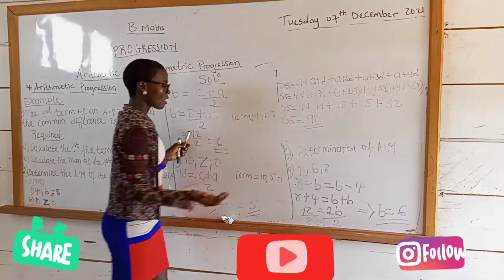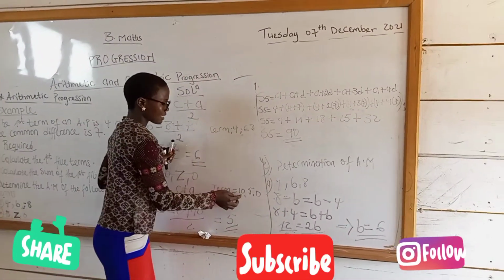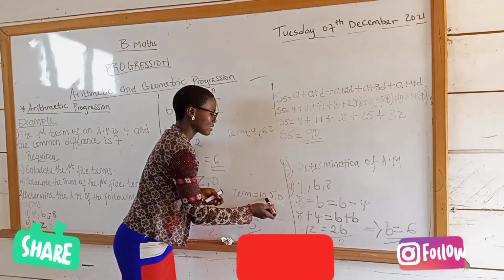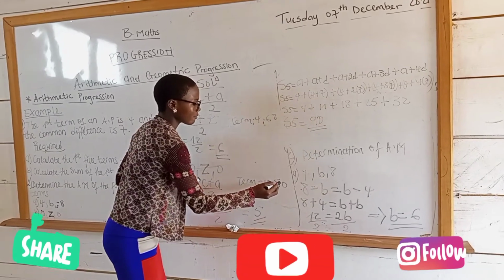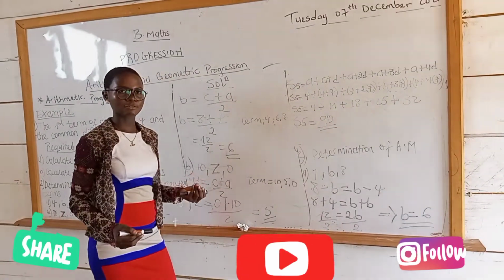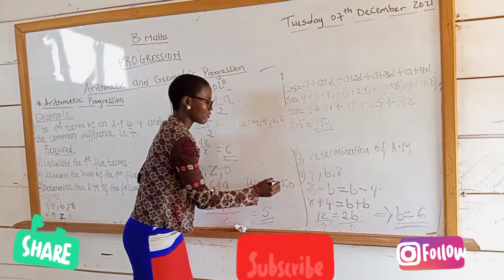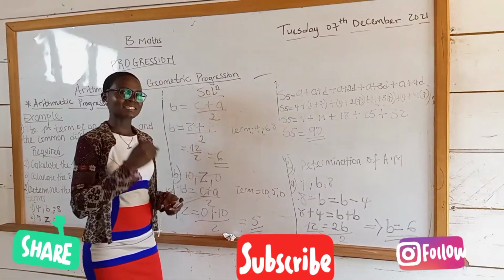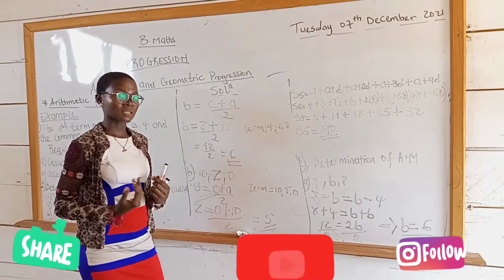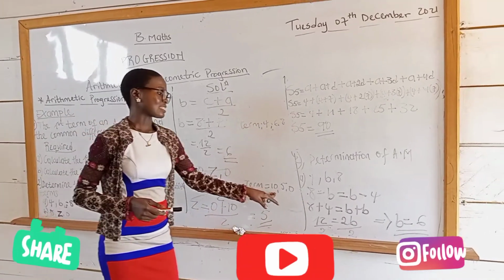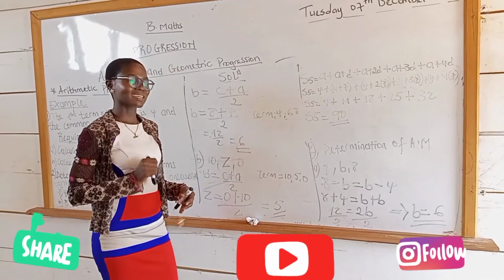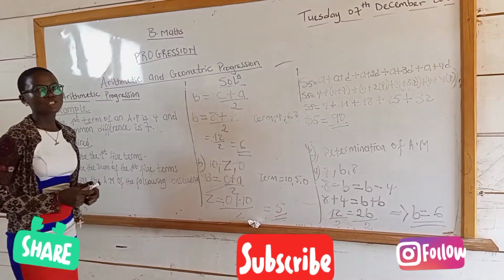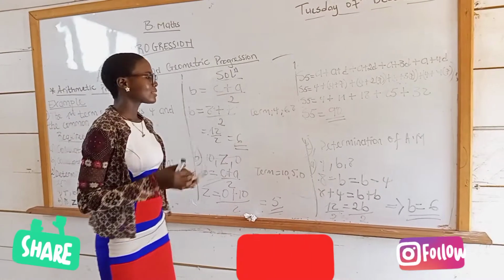Then the second one, we can see that it is 10, 5, and 0. That shows the common difference here is negative, because when we take 5 minus 10, it will give you negative 5, and when you take 0 minus 5, it will give you negative 5. That shows the common difference is less than 0, because negative 5 is less than 0. If the common difference is less than 0, it means it is a decreasing AP. Okay? I just hope you understand.